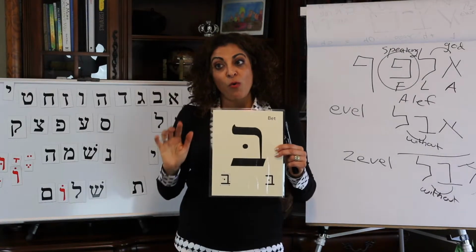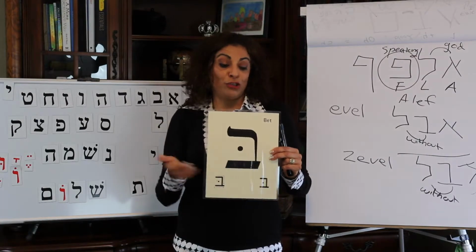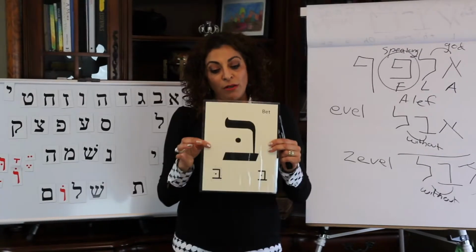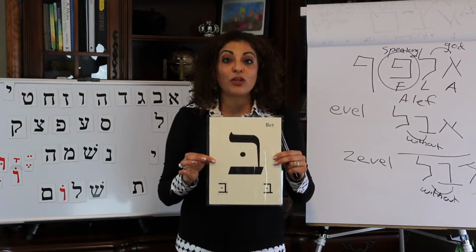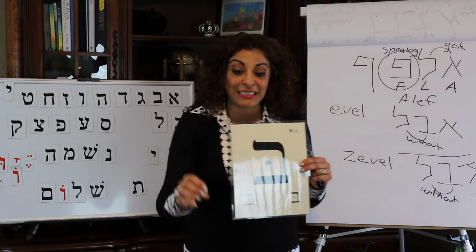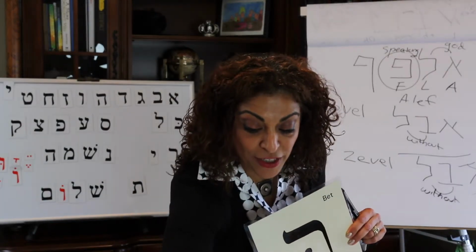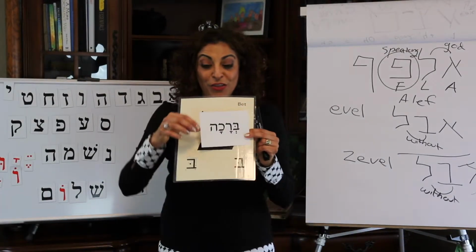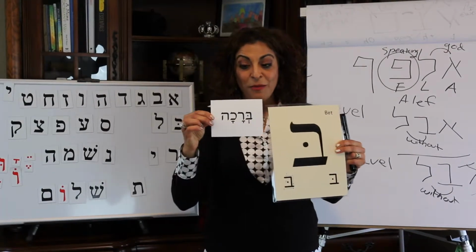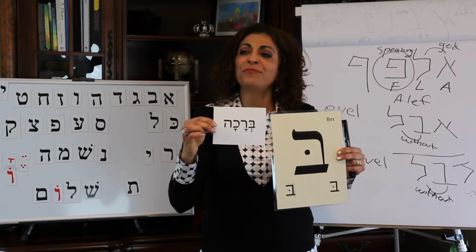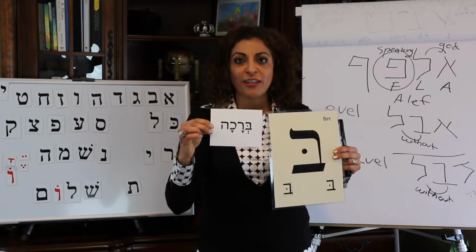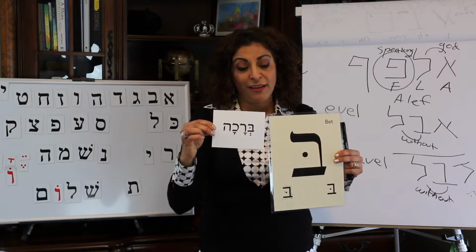So when God decided to write the Torah, it chose the letter bet to start it. Because bet starts the word blessing. And I wrote it right here. It's in one of your cards. This card means blessing. So God said, I want my Torah to start with the word blessing.